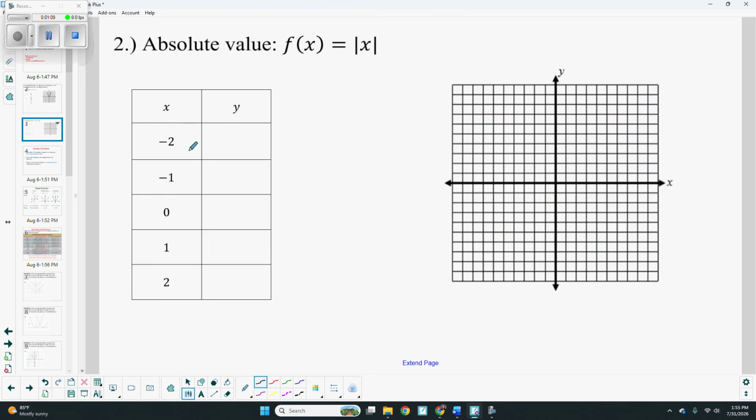And here's another kind, it's absolute values. Remember, these bars mean it's the distance from 0, or it means it's always the positive value of whatever's inside. So if I were to put -2 inside, the positive version of that is 2. The positive version of -1 is 1. The positive version of 0 is just 0, nothing to do there. 1 is 1, and 2 is 2. So now we're going to plot (-2, 2), (-1, 1), (0, 0), (1, 1), and (2, 2). So these are straight lines, and it's going to look more like a V than a U. Right? That's our absolute value function.